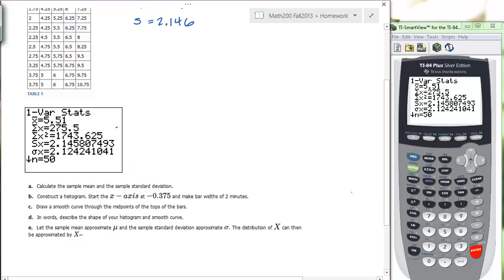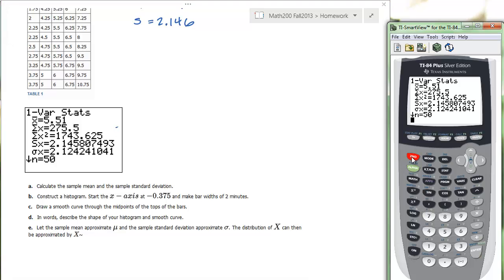So the next question, construct a histogram starting the x-axis at negative 0.375. So the idea behind that is to put a 0.375 in the beginning, and then it has a width of 2, so the next level would be 2 plus this, and then it'll keep going that way. So we have our calculator.